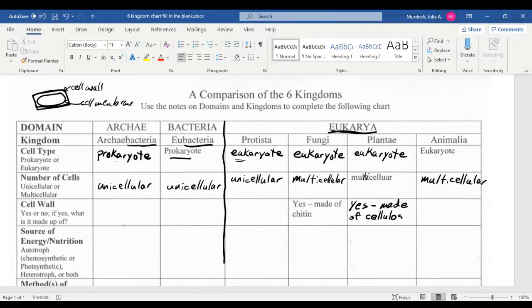Not curious, cellulose. Cellulose. I'm so pleased that you were trying to guess that. Okay, so fungi have cell walls that are made of chitin, which is a carbohydrate that kind of thickens it and makes it stiff.